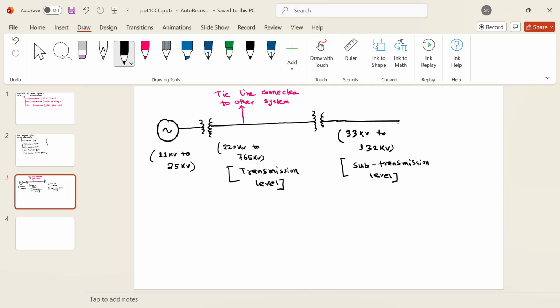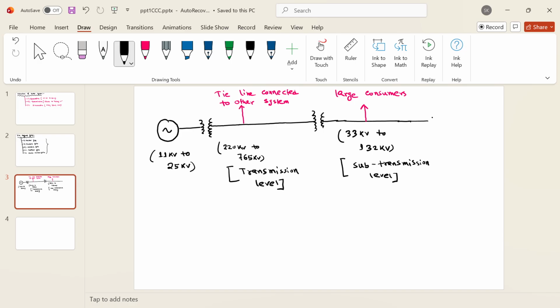It is required because some of the customers, or some of the big consumers, need this kind of voltage level. So you can mention like this: this voltage level is for large consumers, okay.